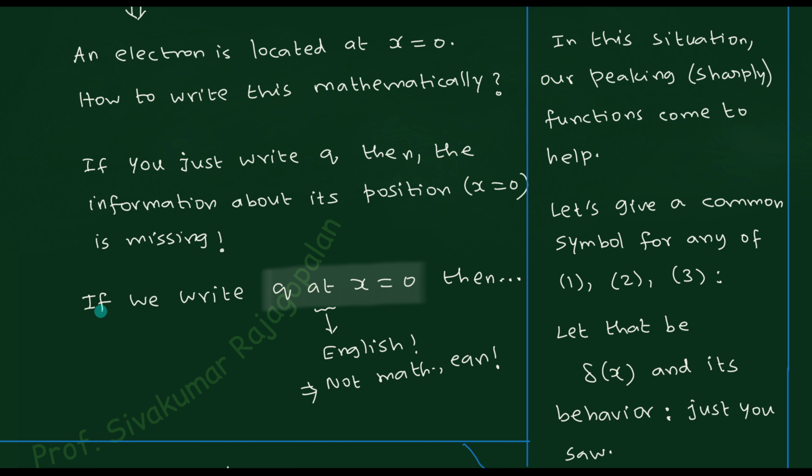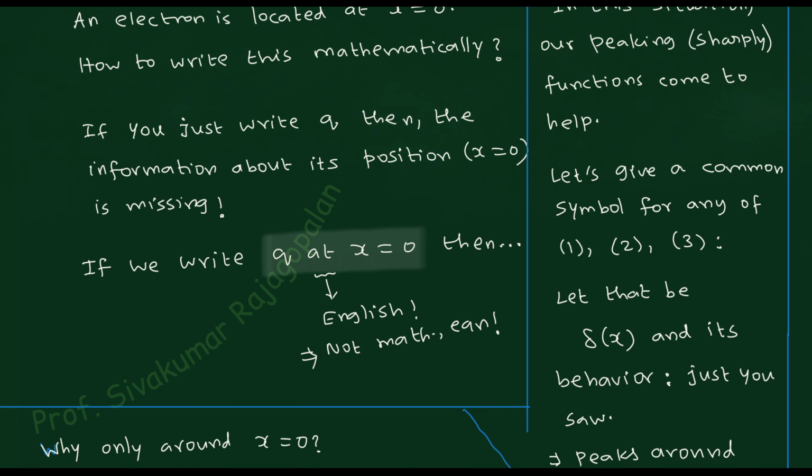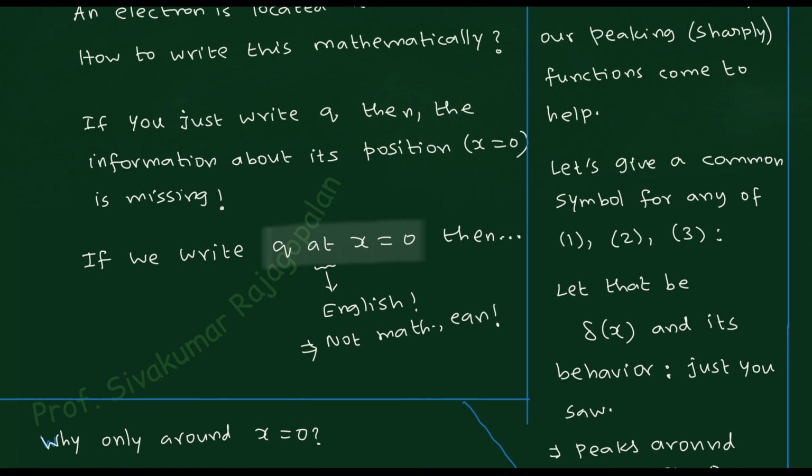What is the question that you have? If we write q at x equal to 0, then we have a trouble because part of that is English. We want to write something which is completely mathematical. So how will you write? We will now come to the answer. Let me write it down in a different color. It is q times delta of x minus x naught.